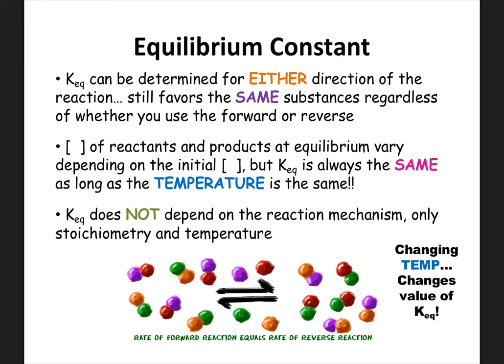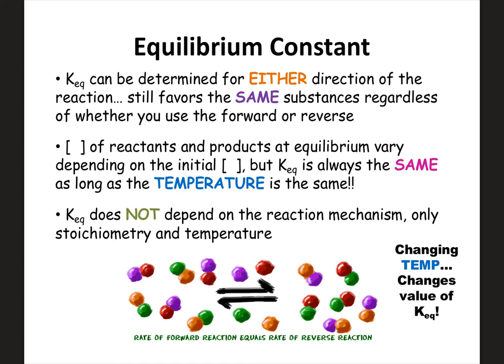Let's talk a little bit more about this equilibrium constant. KEQ can be determined for either direction of the reaction. You could determine a KEQ for the forward reaction, and you could determine a KEQ for the reverse reaction. The key is the same substances will be favored whether you use the forward or the reverse. So if a reaction favors the products, whether you do a KEQ for the forward or the reverse, the products are still going to be favored.